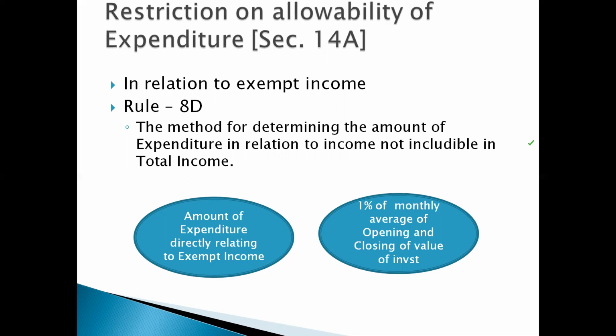So Rule 8D is where you go for the method for determining the amount of expenditure in relation to the income not includible in the total income. How do we find it? It should be the aggregate of the amount of expenditure directly relating to exempt income. The second case is 1% of the monthly average, 1% annual average of the monthly average. That is, 1% is the annual rate, whereas you will have to find a monthly average of the opening and closing value of investments from which the income is exempt.